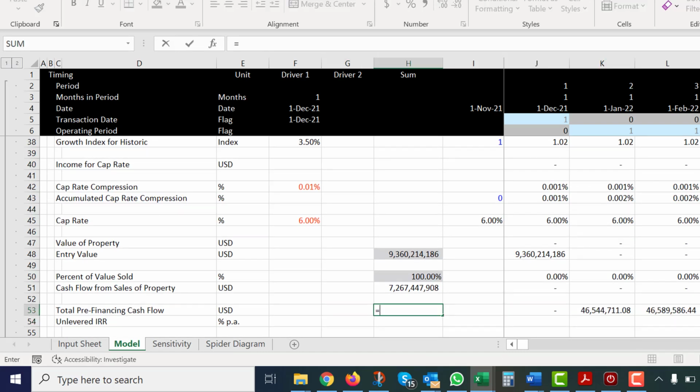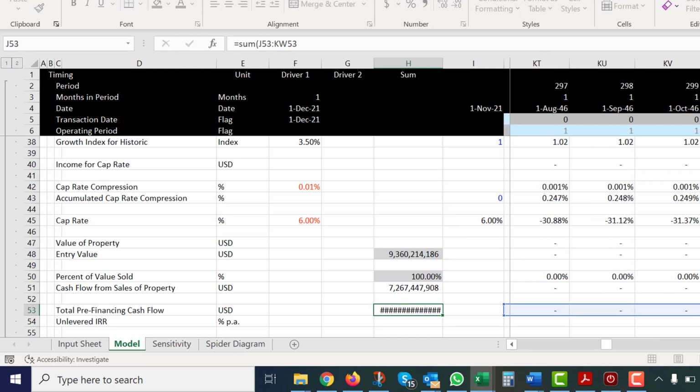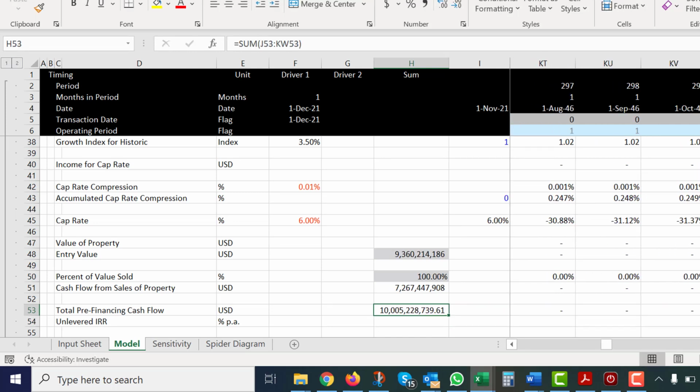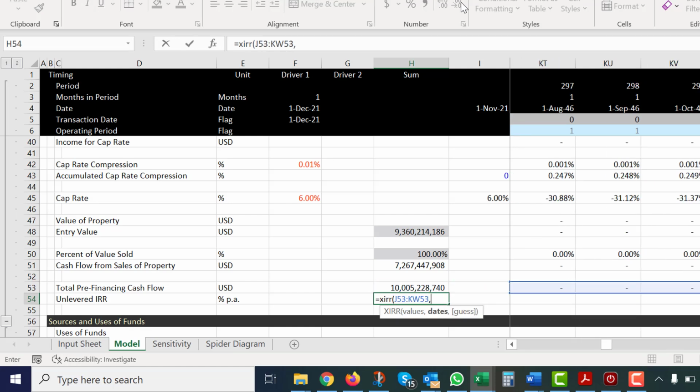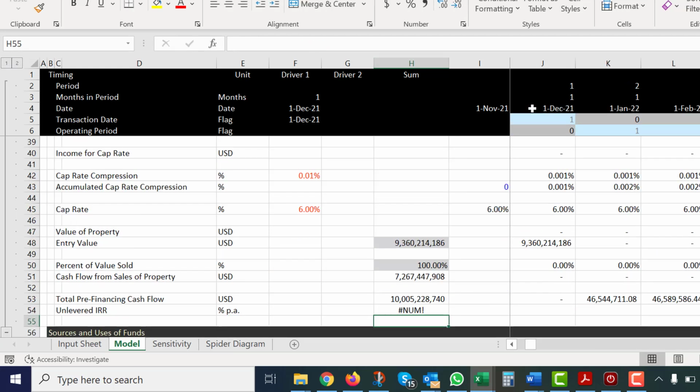Okay, let's get the sum of that. So that's a lot. Well, more. It's somewhat more than our entry, not dramatically more. And let's put our XIRR and get all of our income and our expenses.